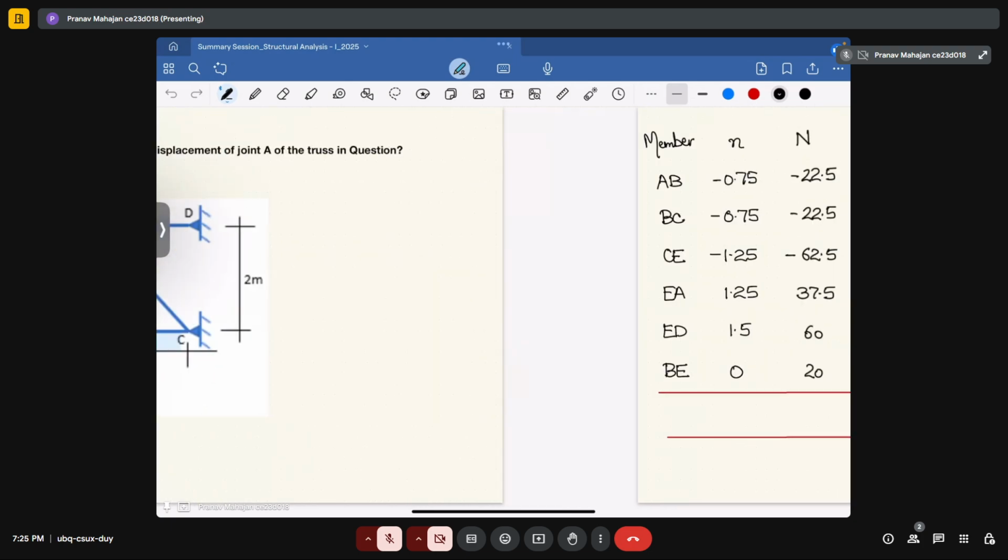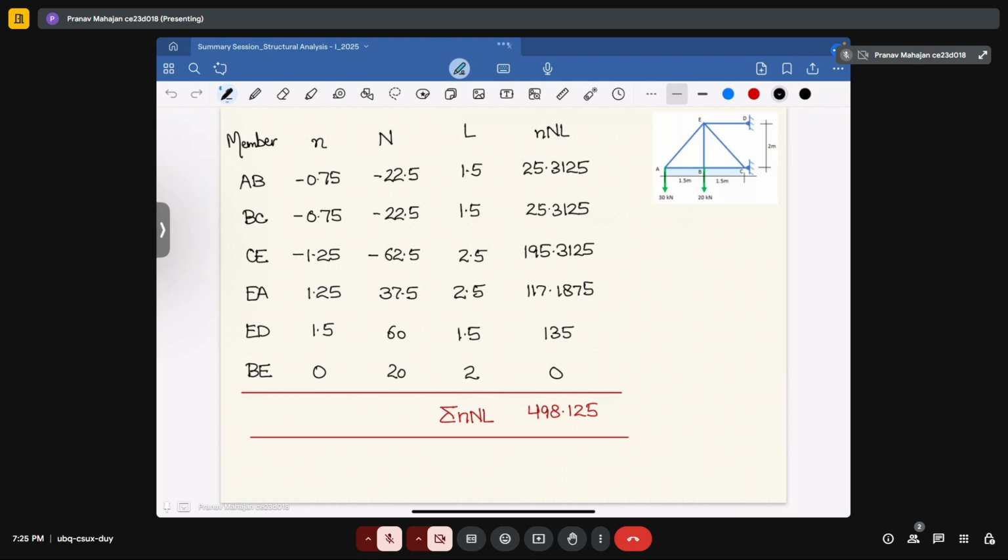To get to know about all of these, we will make one table. This table will give you an overview to analyze and get the deflection value. First, we will write all the member forces. We have 6 members in this truss. We have written all the values of capital N that we have determined from the external forces. Then we have removed all the external forces and applied a unit load in the vertical direction at point A. Due to that vertical load, the forces we got in the members we have written in the small n column.